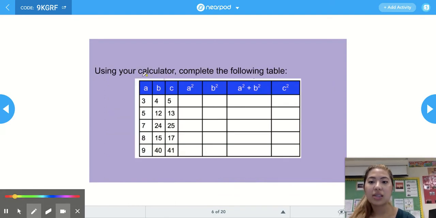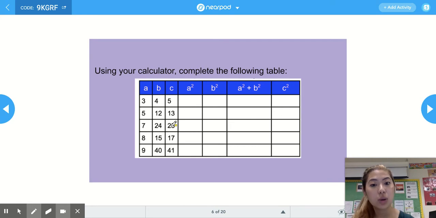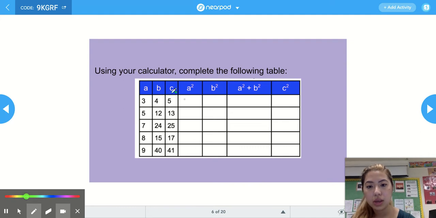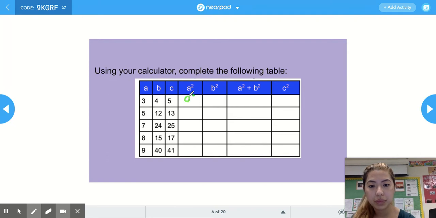So for this first activity, using your calculator, complete the following table. We have the values of a, b, and c, and we have to fill in a squared, b squared, a squared plus b squared, and then c squared. So for this first row, 3 squared, or 3 times 3, is 9. 4 squared, 4 times 4, is 16. 9 plus 16 is 25. And then 5 times 5, which is 5 squared, also gives us 25. So we can see just from this first example that a squared plus b squared is equal to the value of c squared.